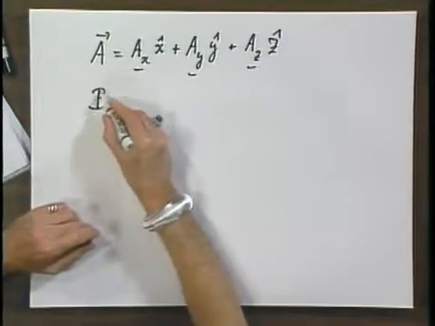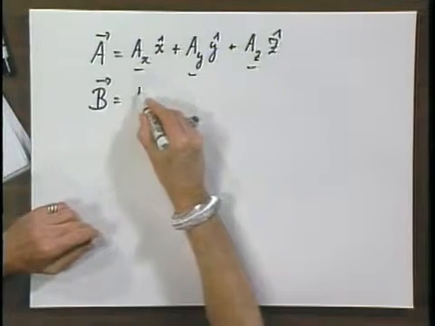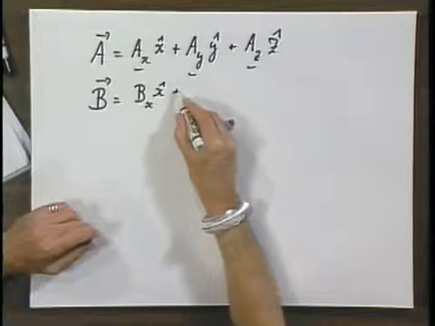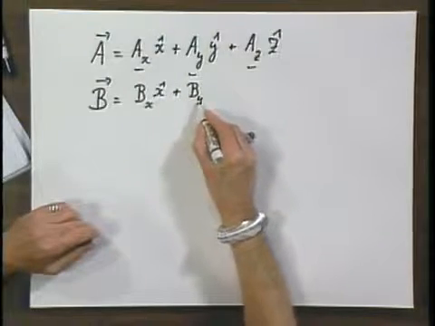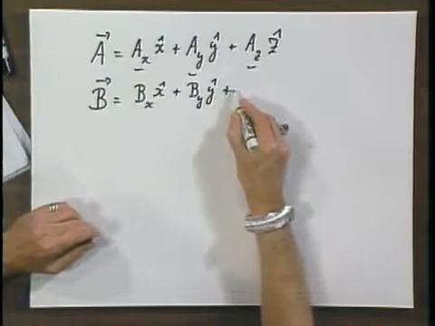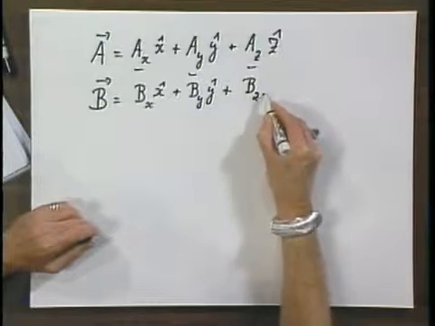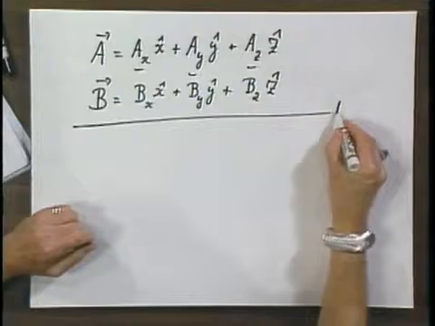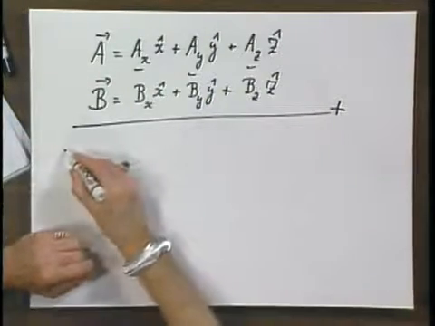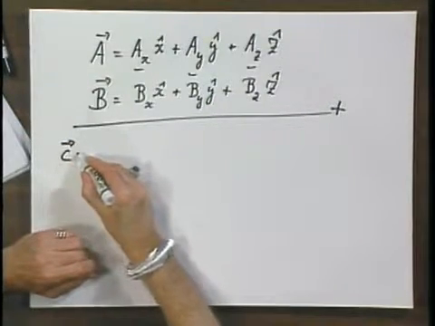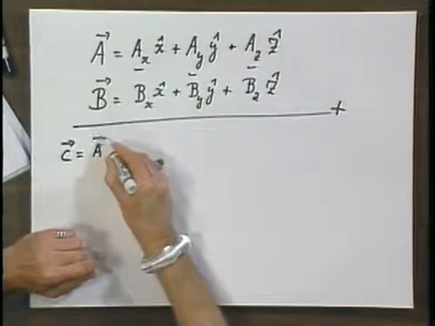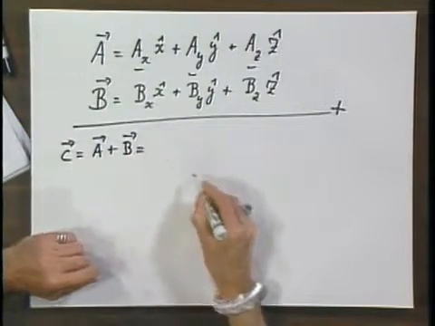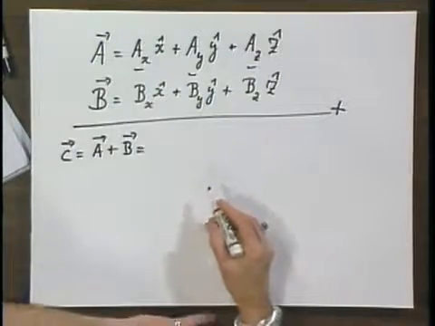And I have another vector b, b of x, x roof, plus b of y, y roof, plus b of z, z roof. And I want to add them. And the vector c equals the sum of these two vectors, a plus b. The addition is now very simple.